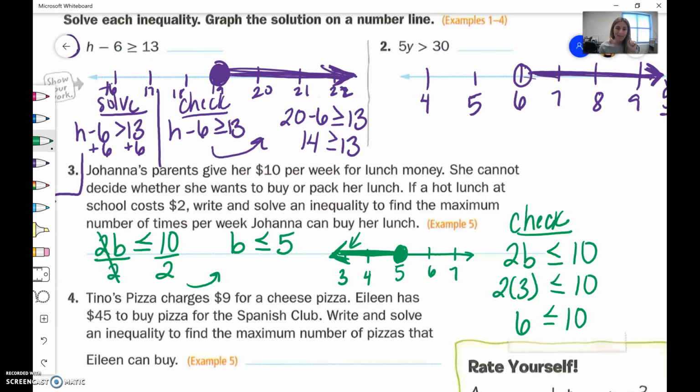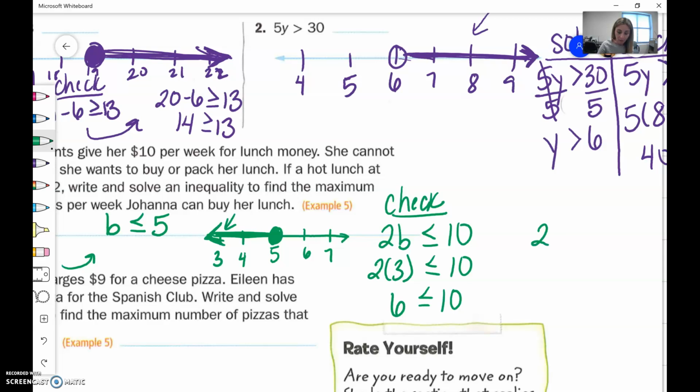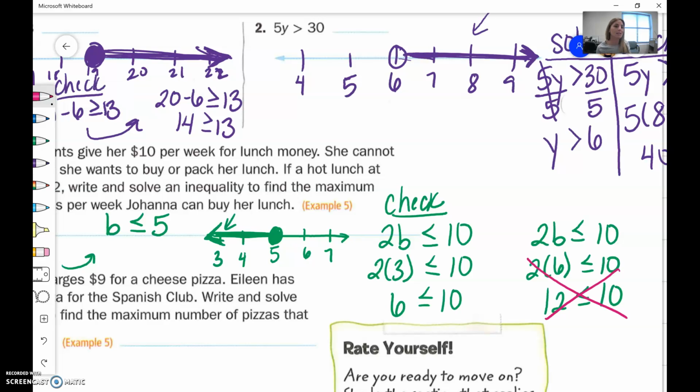But could she buy 6 lunches at school? No, she can't. How do we know that? If we go back to this problem and say she buys 6 lunches, 2 times 6 is less than or equal to 10? Well, what's 2 times 6? 12. Is 12 less than or equal to 10? No, it is not. Therefore, that is not a solution. Okay, very good.